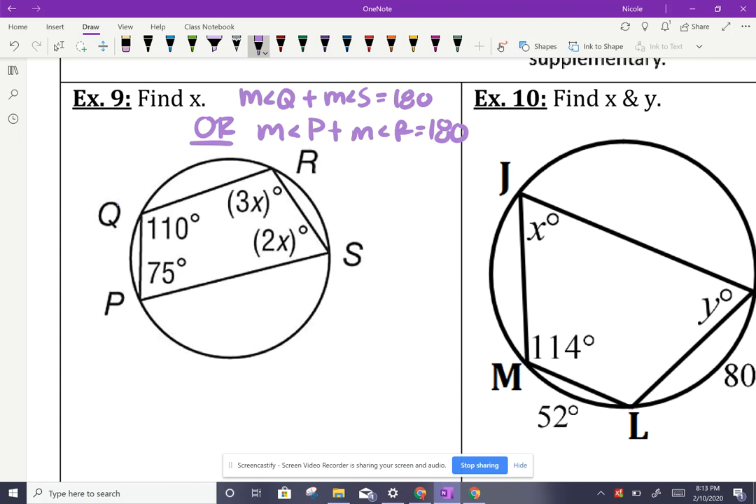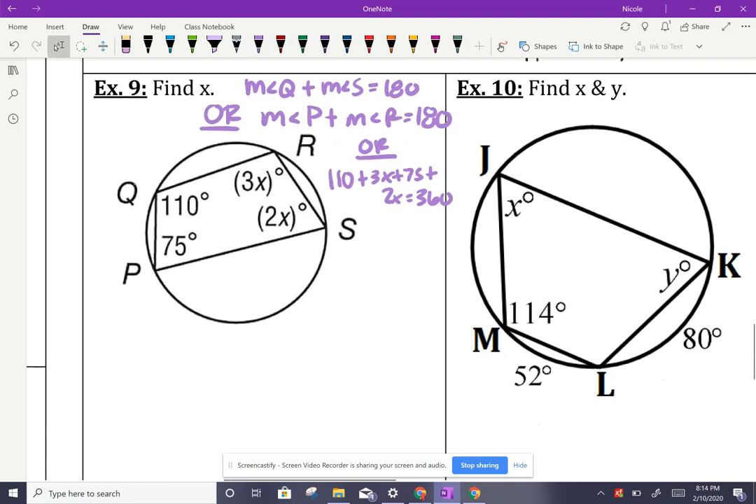Also, since this is a quadrilateral, you know the whole thing has to equal 360. So you could also just add them all together: 110 plus 3x plus 75 plus 2x equals 360. You can solve it by any of these means. It does not matter because of the information given. If it didn't give us all of this information, we could not do that. But it gave us so much information, there's multiple ways to solve for this.